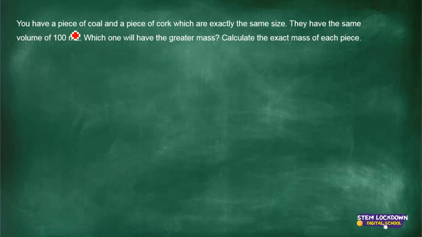So what we have, my host will let me know if you have any questions. If you have a piece of coal and a piece of cork that are exactly the same size, we have the same volume, okay? So we have a volume of 100 millimeters. Now, which one will have a greater mass? And you can calculate the exact mass of each piece.